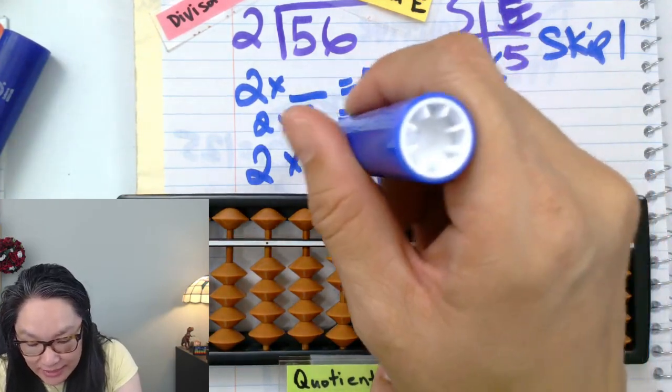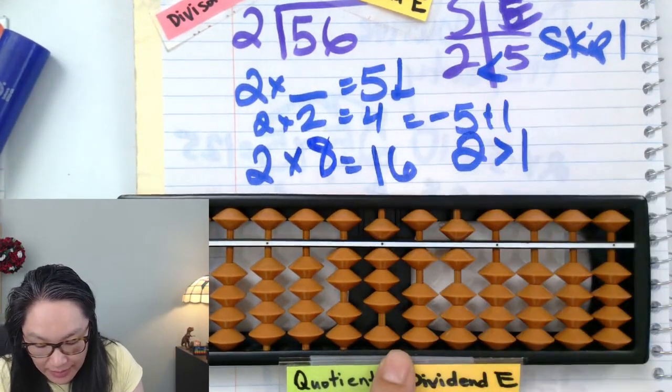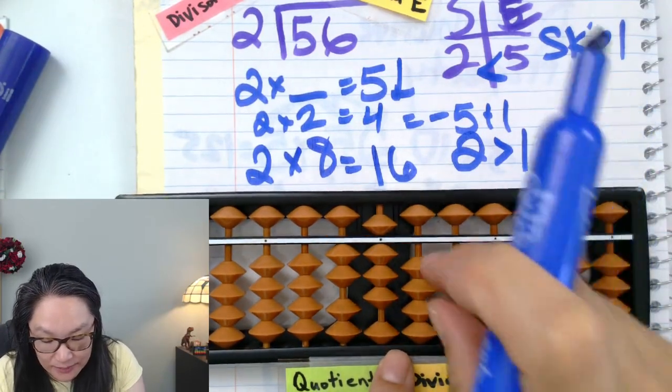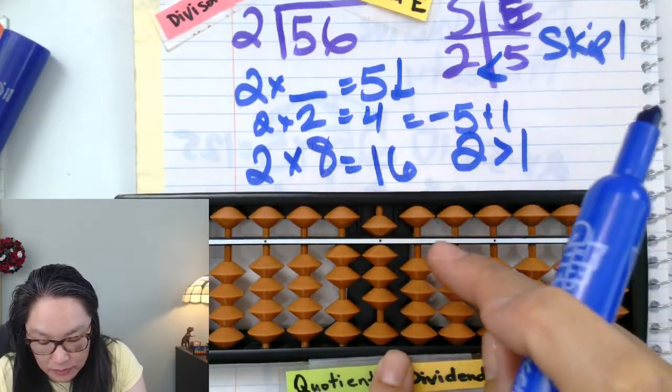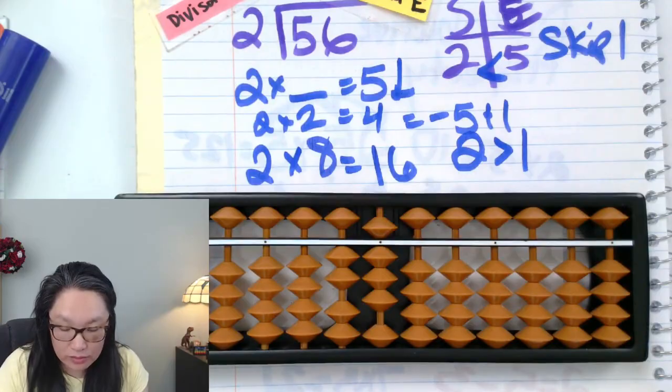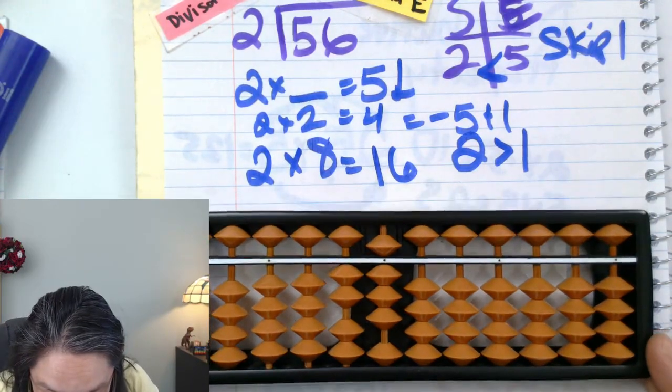2 times 8. I'm at 8. I take away 16. I take away 1 and I take away 6. So my final answer is 28.